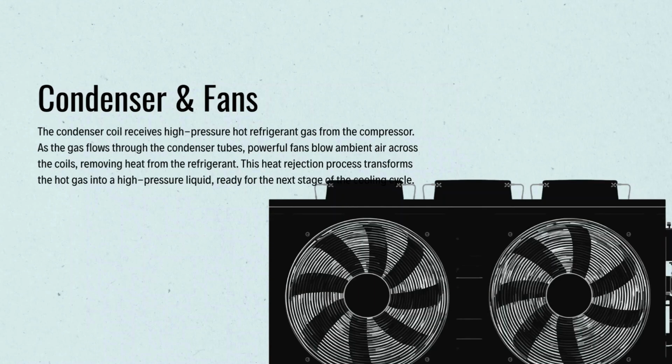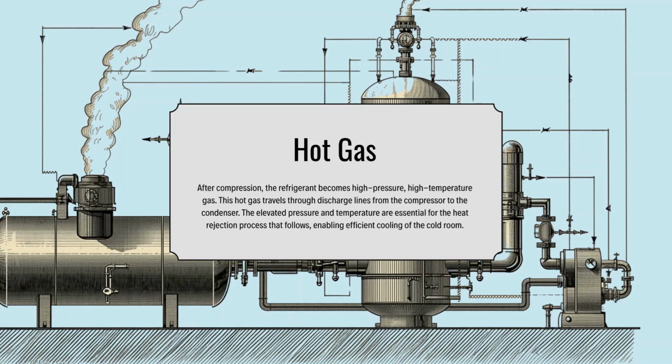Condenser and fans. The condenser coil receives high-pressure hot refrigerant gas from the compressor. As the gas flows through the condenser tubes, powerful fans blow ambient air across the coils, removing heat from the refrigerant. This heat rejection process transforms the hot gas into a high-pressure liquid, ready for the next stage of the cooling cycle.